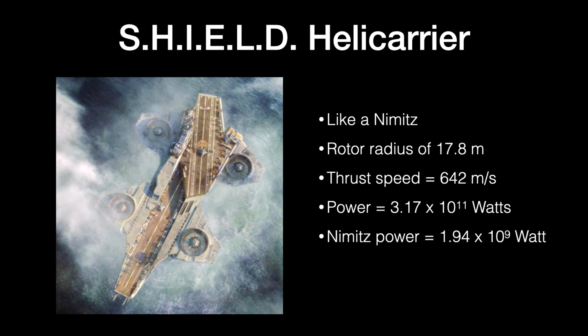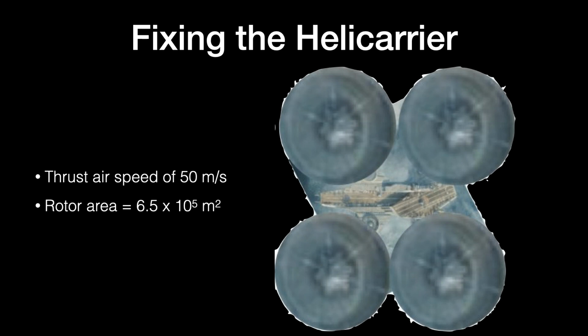Okay, but let's do this. Let's fix the helicarrier, and I decide to fix the helicarrier. So here is the helicarrier. If I use a thrust speed of 50 meters per second, I think that feels a little bit more realistic compared to the other ones. But in order to do that, you're going to have to increase the size of the rotors. So I did. So there's my new rotors. I drew that picture. That's what it looked like.